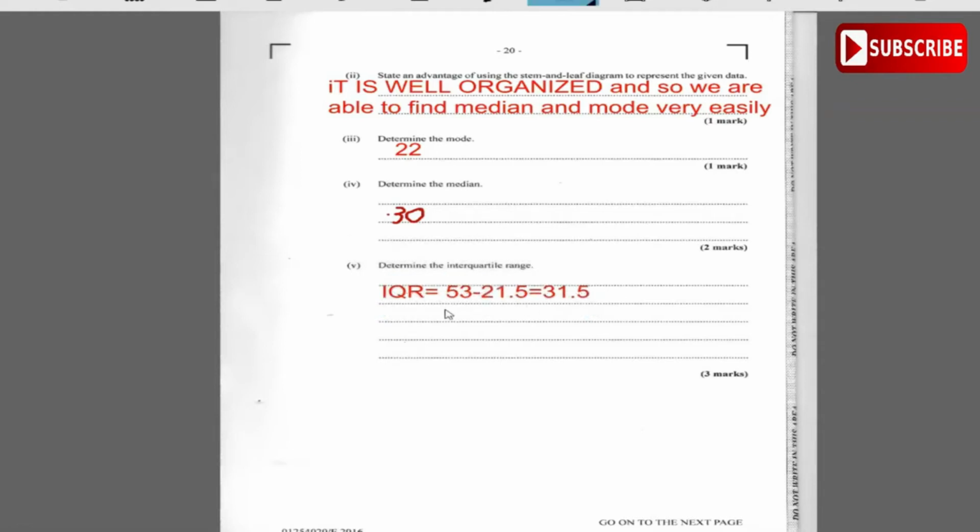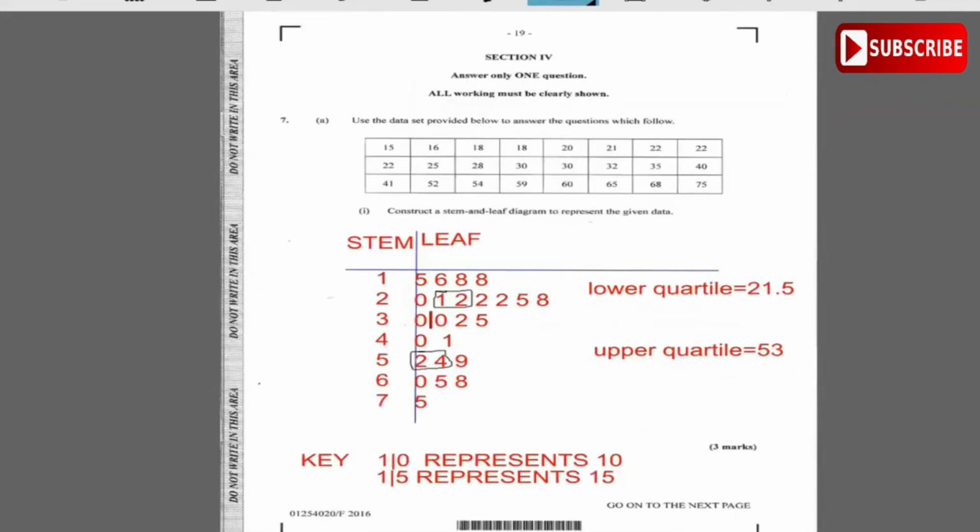53 minus 21.5, that's 31.5. Nice and easy. Softy, softy, soft.